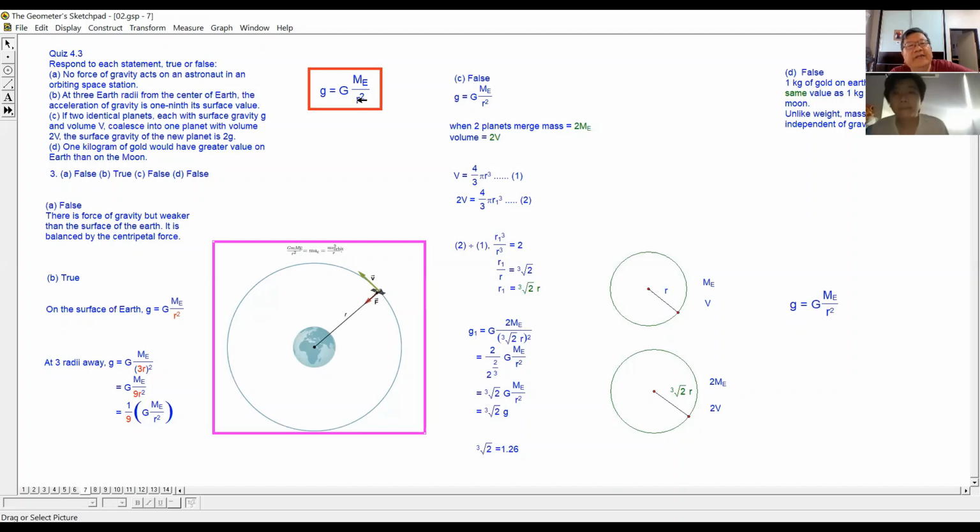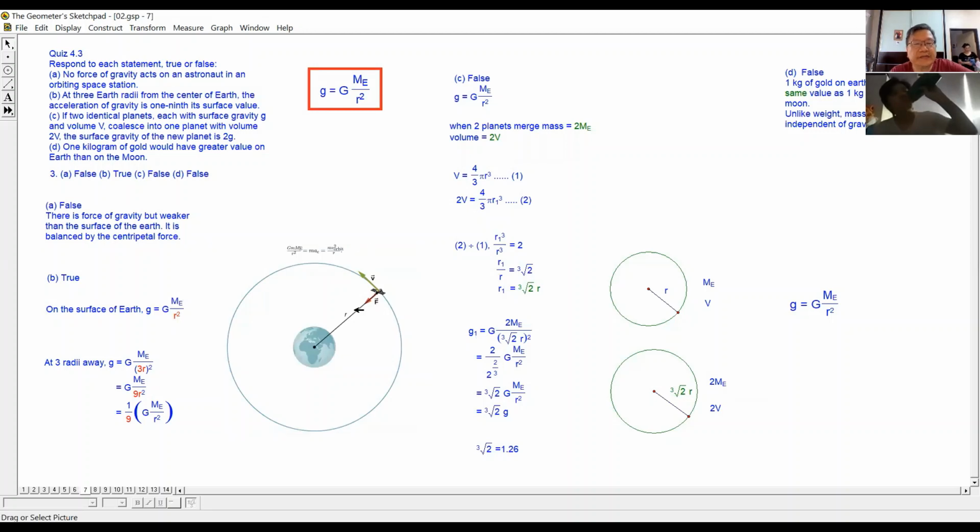So r here means the distance from the center of the Earth. Okay? The r here means the distance from the center of the Earth. Now, if the object is on the surface of the Earth, then the r is the radius of the Earth. But if the object is something like a satellite in space, then the distance is not the radius of the Earth. The distance is the distance from the center of the Earth. Okay, so now you can read quiz 4.3a.